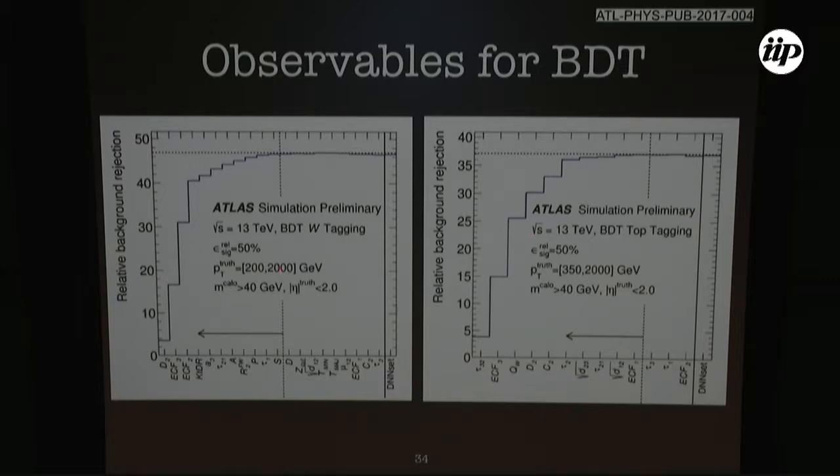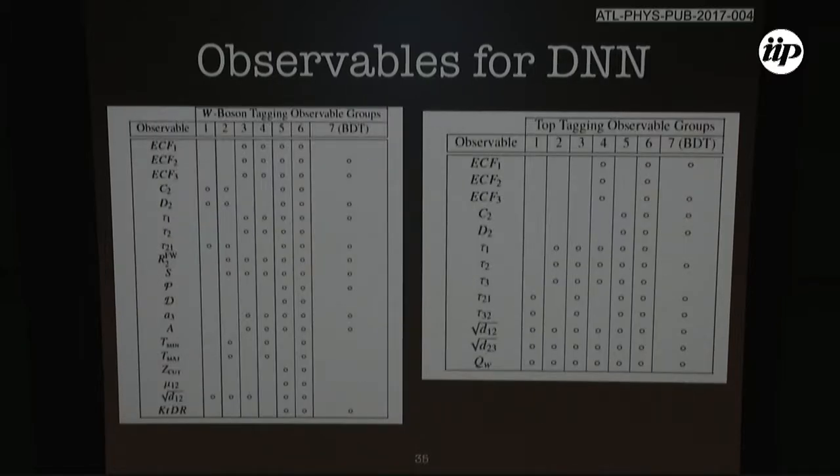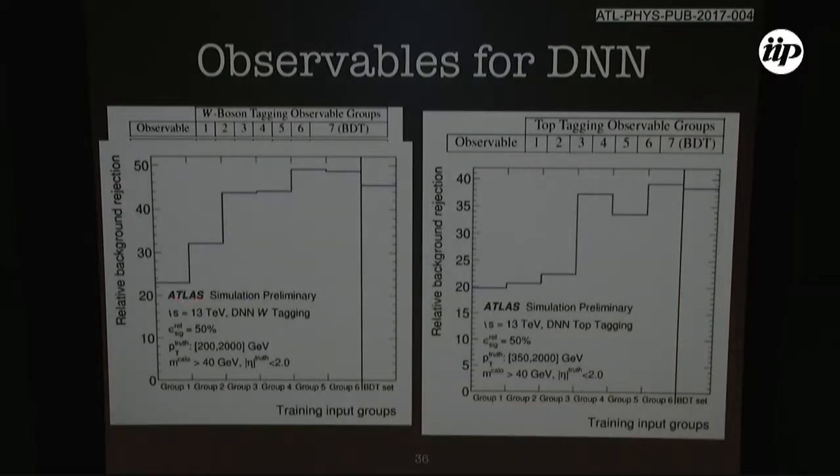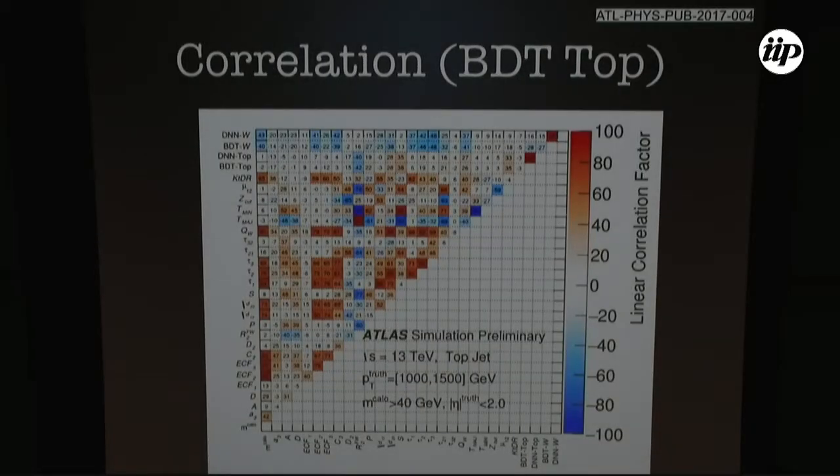And then this one is for W, this one is for top. For DNN, for computational reasons, we used a group of observables. So we divided into 6 groups. The sixth one included everything, which of course did better, you can imagine. This is for W, this is for top. We did the same study, and the sixth, of course, was the one which was probably used. And we looked at correlation.